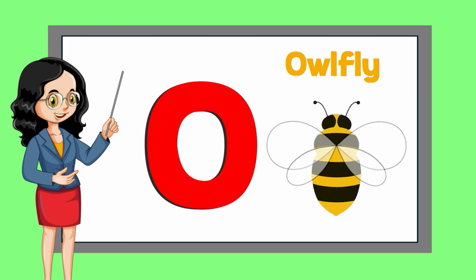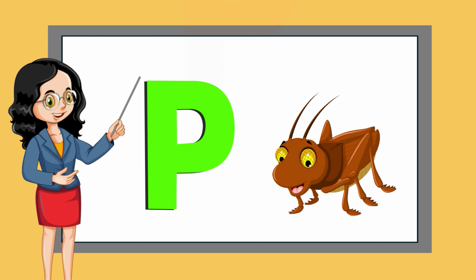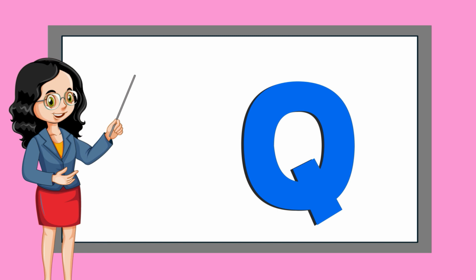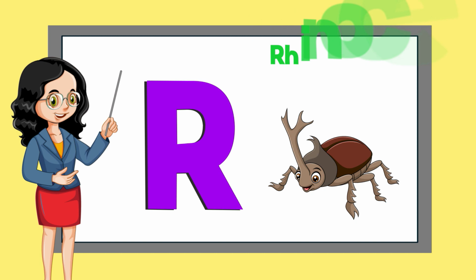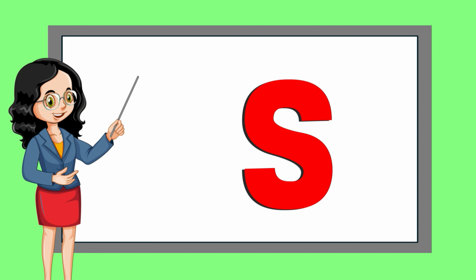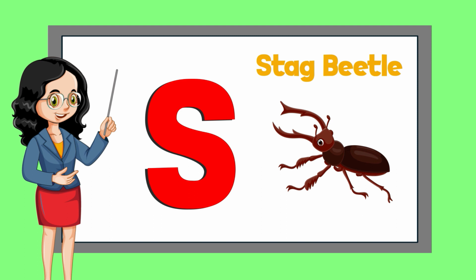P, planthopper. Q, queen bee. R, rhinoceros beetle. S, stag beetle.